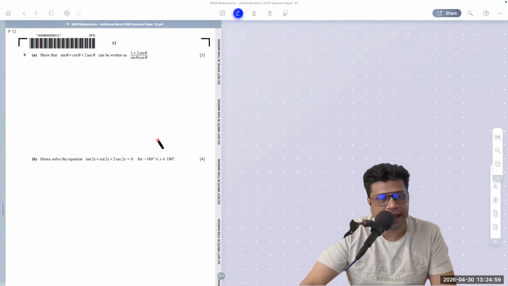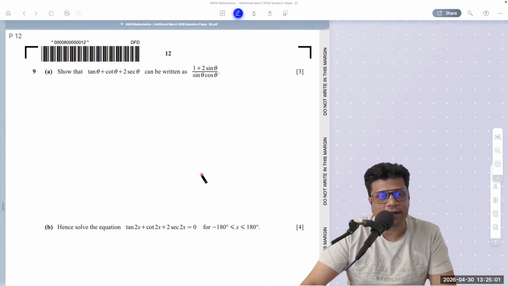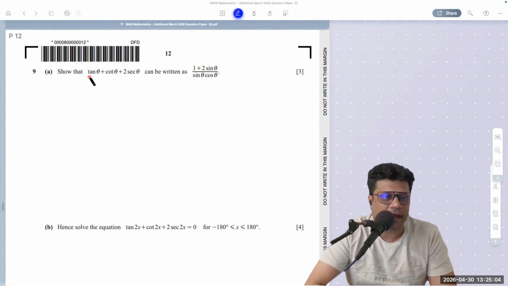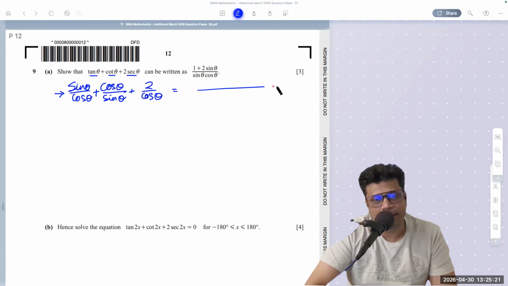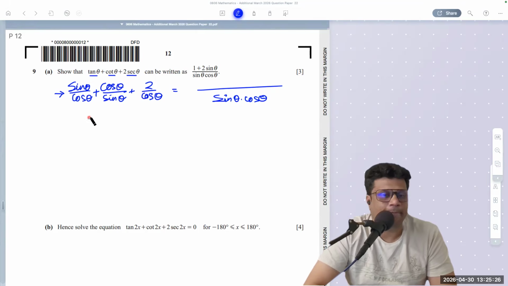Anyways, let's go to the ninth one. Trigonometric identities now. Prove that this is equal to that. Well, I'll convert everything into sine theta and cos theta. Sine theta by cos theta plus cos theta by sine theta plus 2 by cos theta. These three change to that. Now I'll take the LCM. LCM is going to be sine theta into cos theta. Now the numerator. For the first term, it's going to be sine square theta.